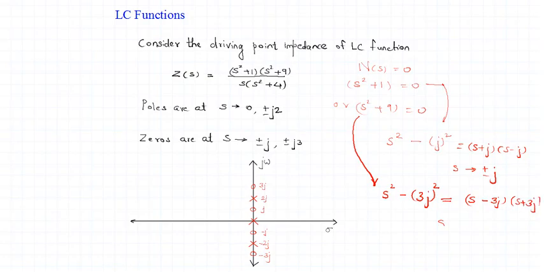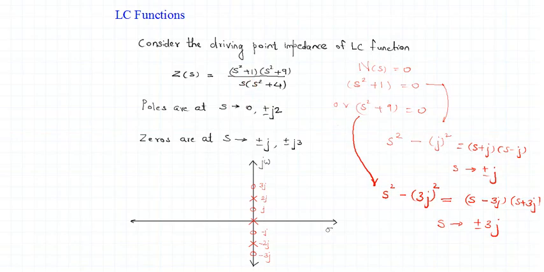what are the values we get? We get two values, plus minus 3j. So one value of s is 3j, another value of s is minus 3j, giving me two terms, plus minus 3j, which is the second zero. So this is the way you equate the numerator and get the zeros of your system. Similarly, equating the denominator to 0, we get the poles of the system.